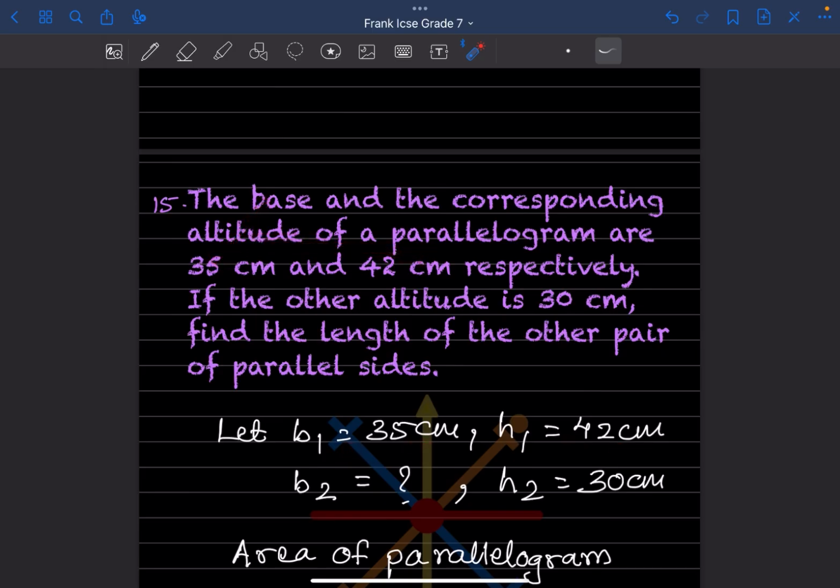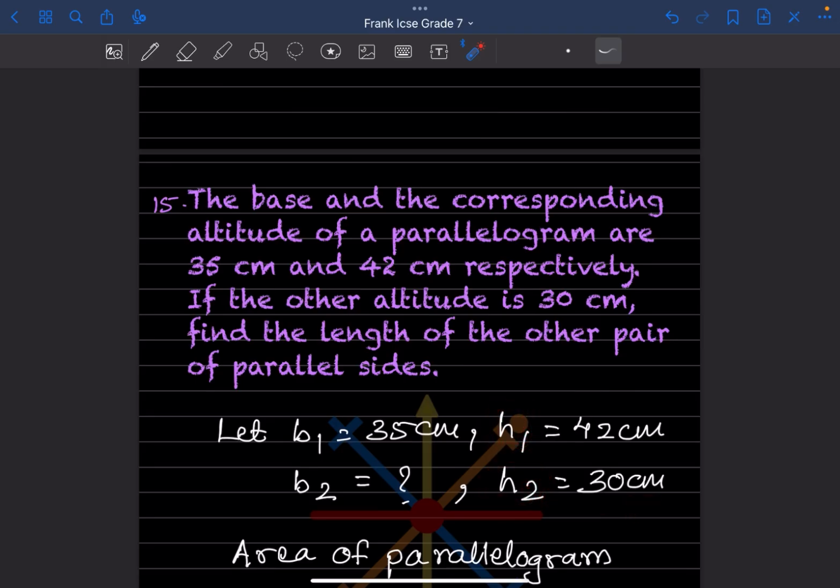Then it is given that the other altitude is 30. To find the length of the other pair, we have to find out B2. We considered the first altitude as H1, so this will be H2, which is 30 centimeters. So the given things are written here.